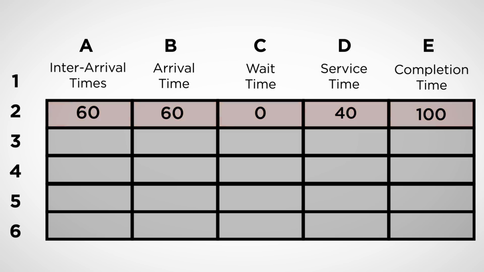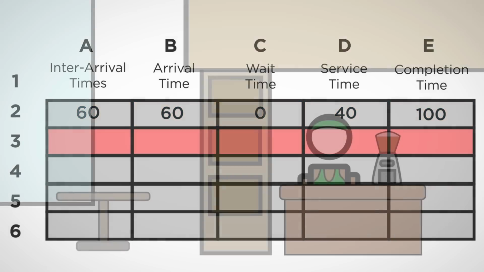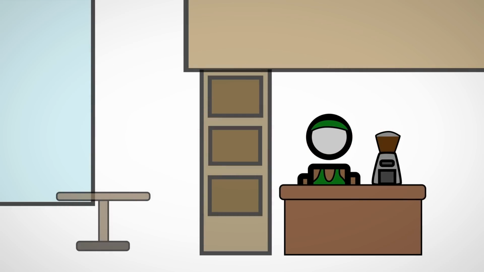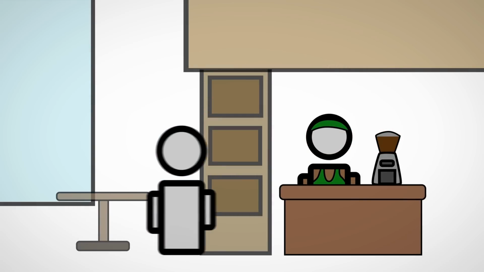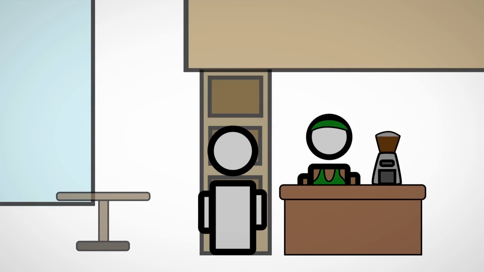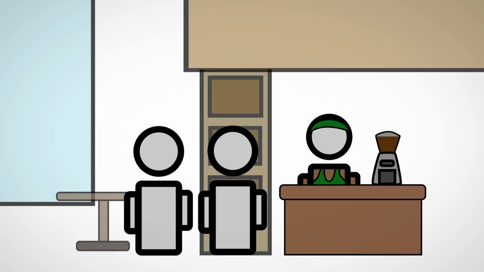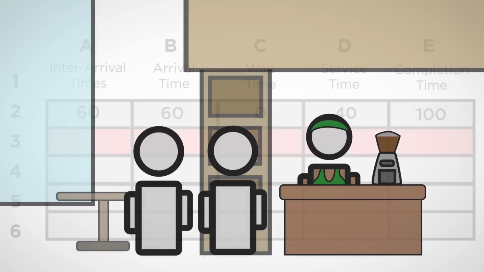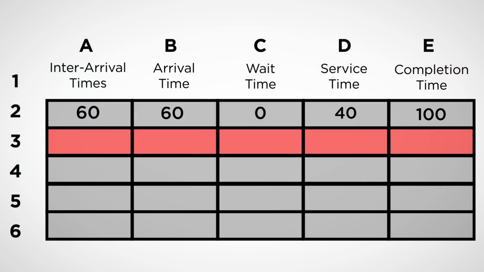All right, now we need to calculate the wait time of customer 2. This is where things get interesting. Because for the first customer, the wait time was really easy. It was 0. The first customer never faced the line. But the second customer might. So let's go back to our example. In our example, the first customer arrived after 60 seconds, and he got his coffee after 100 seconds.